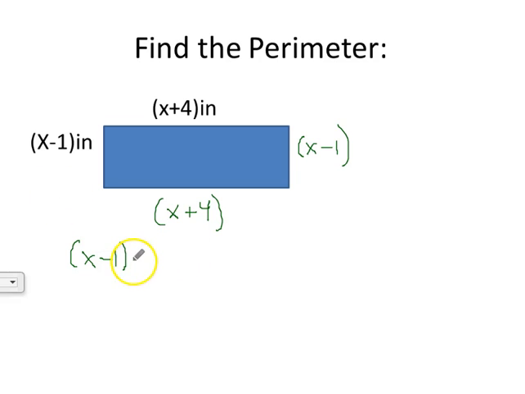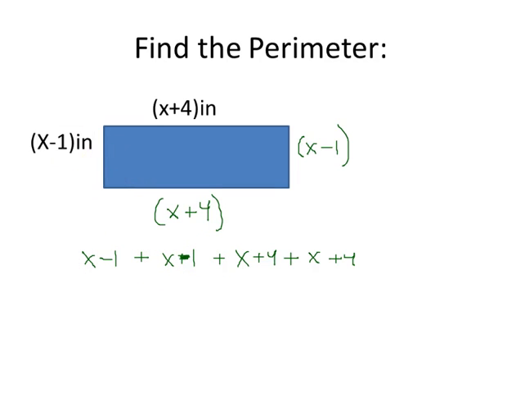We're just going to add up all the sides. x plus 1 plus x plus minus 1 plus x plus 4, plus x plus 4. I'm going to take those parentheses out. I don't really need the parentheses around there. I don't know why I added those. You can have them or you don't need them really.